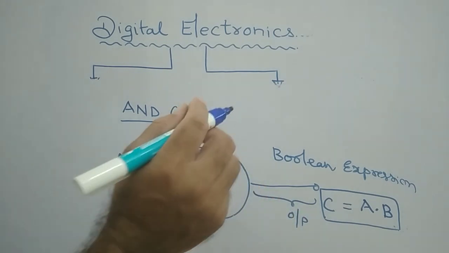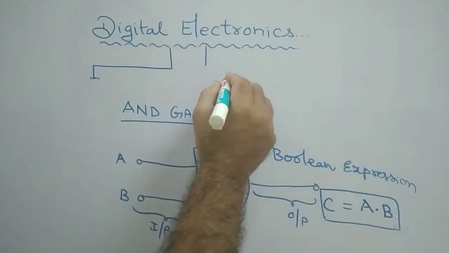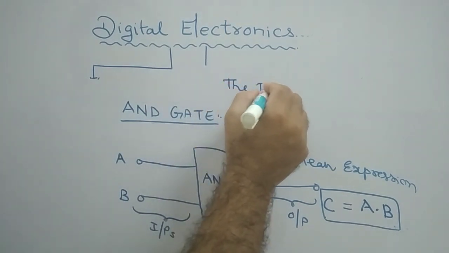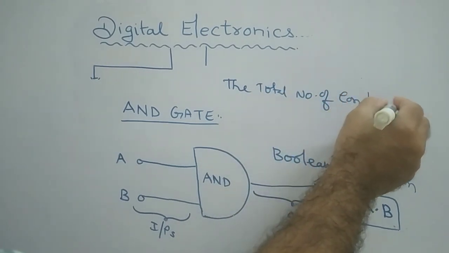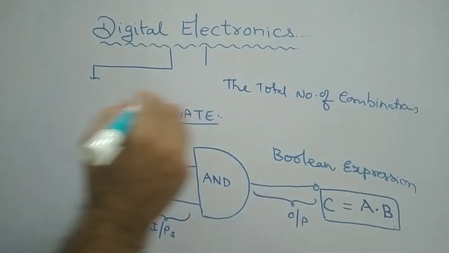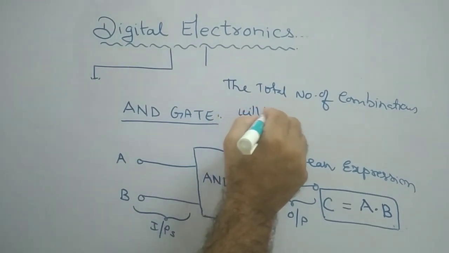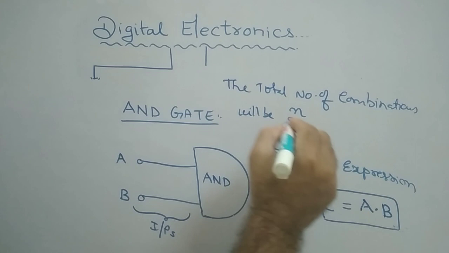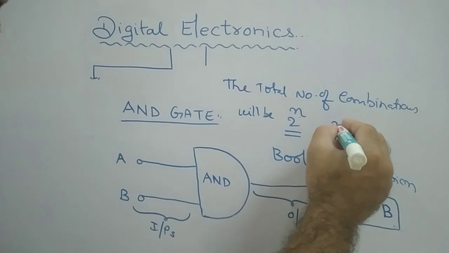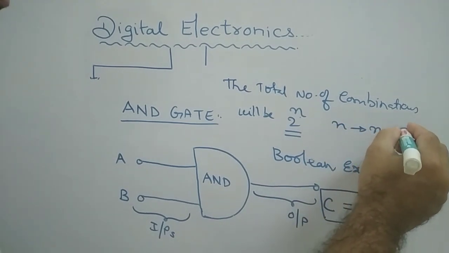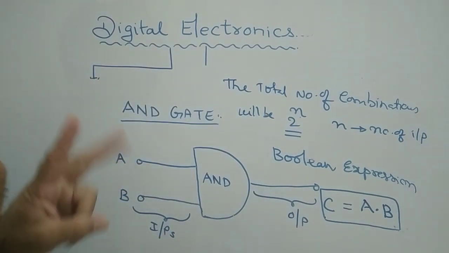Remember that the total number of combinations of input, a very important point, will be 2 power n. Here n is equal to the number of inputs. How many inputs are there? A and B, two inputs only.